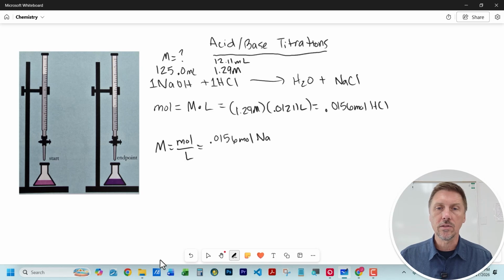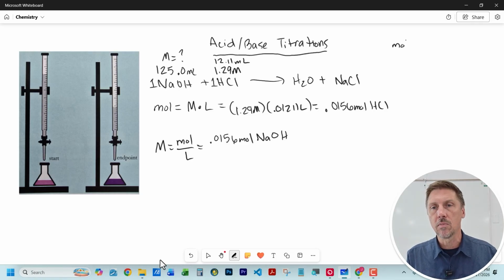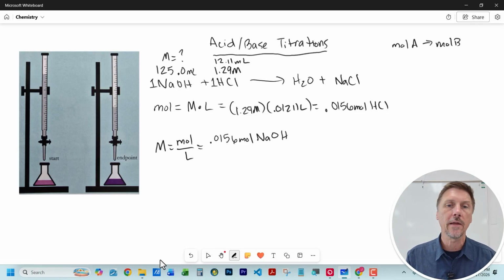You could convert it again, that's the portion where we go from moles of substance A to moles of substance B. You know how to do that.